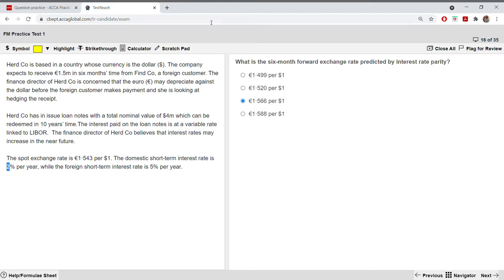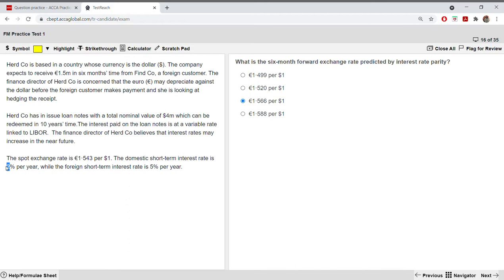That's why, if you see, before it was 1.543 equal to $1. Now the same $1 is 1.566. So the value of the dollar went up. The value of the dollar should go up because the interest rate of the dollar is less, 2% compared to 5%. The lower the interest rate, the more your currency value will go up. It will appreciate. The higher your interest rate, the more the value will go down. So since the dollar has the lower interest rate, the dollar has to appreciate. That means $1 will be equal to more euros now.